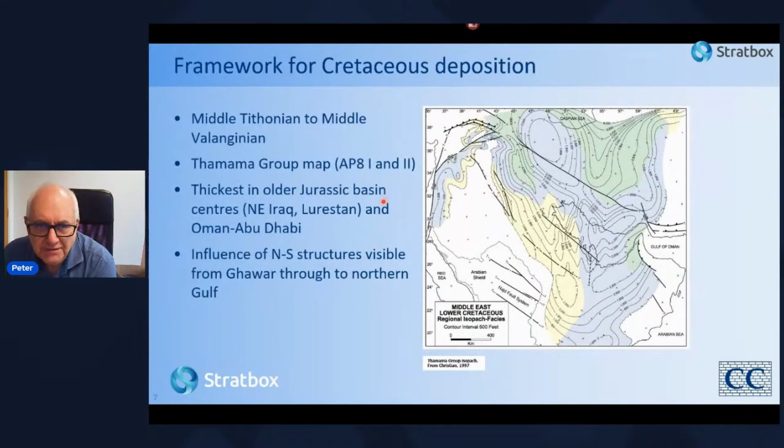So the framework for Cretaceous deposition, we have to go back to the end of the Jurassic. In fact, the earliest Cretaceous megasequence actually starts in the Middle Tithonian, the latest Jurassic.